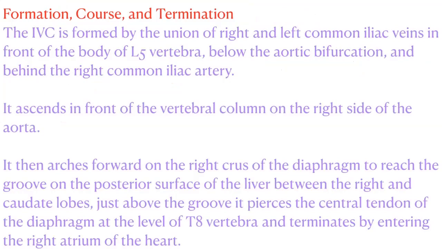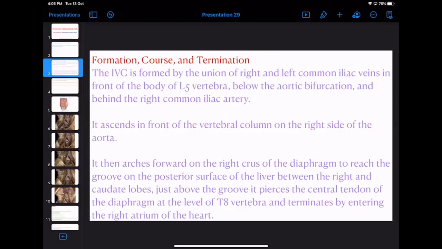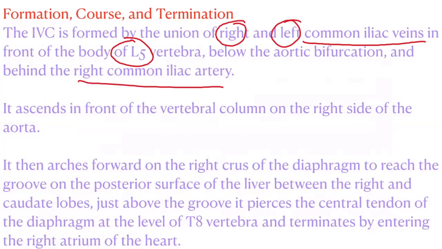So let's look at the formation, how it's formed. The IVC is formed by the union of the right and left common iliac veins in front of the body of the L5 vertebra, below the aortic bifurcation and behind the right common iliac artery. We'll go.